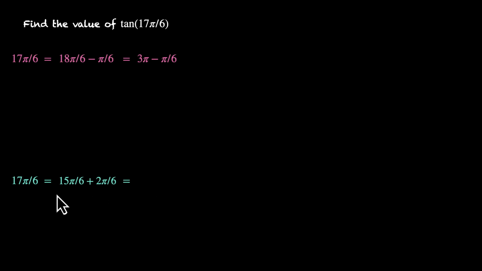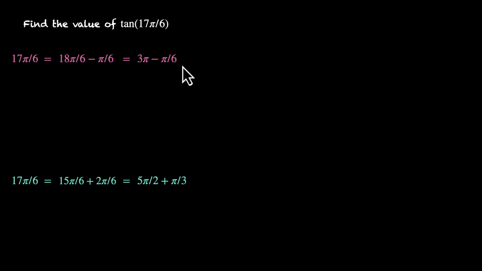This gives us 15 by 6, which is 5 pi by 2. It's not a multiple of pi, but it's a multiple of pi by 2. Both of them work. This one is more convenient, but we'll try this one as well. 5 pi by 2 plus 2 pi by 6 is pi by 3. Okay, so we'll try this one first.